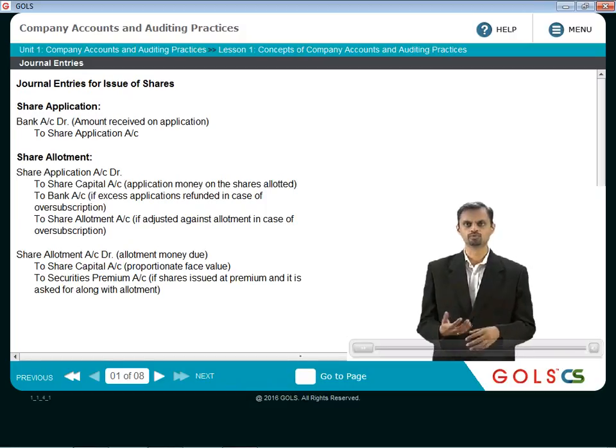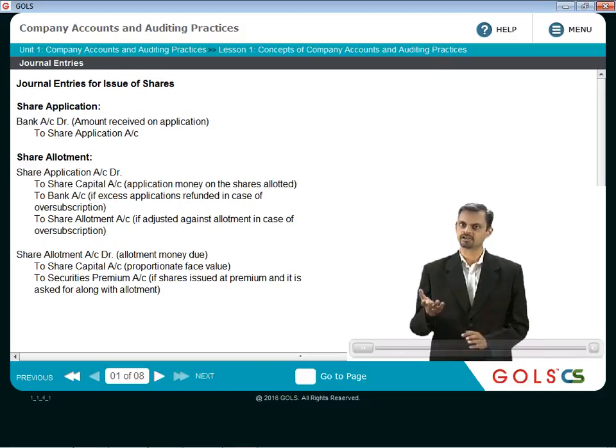Let us move on to the journal entries. So we'll first see the journal entries for the issue of shares. Now, as I said, basically the first stage in the issue of shares is application money. So the company has issued the prospectus, given the application forms, and now people have started applying for the shares. Along with the applications, they will give the token amount, which is basically the application money.